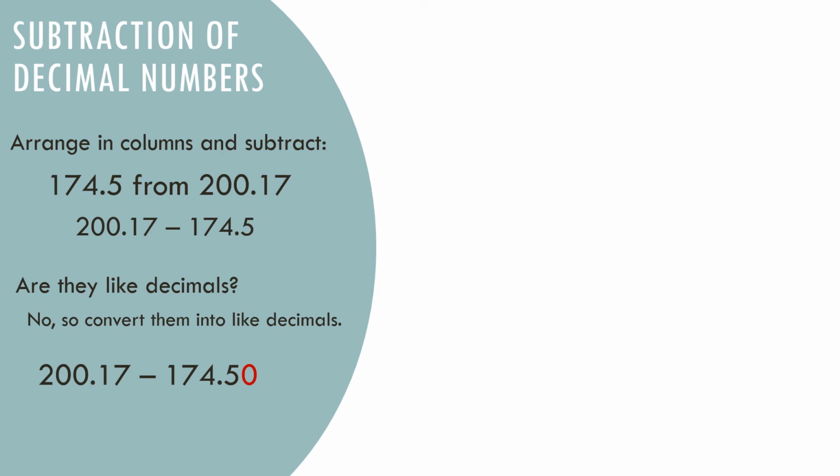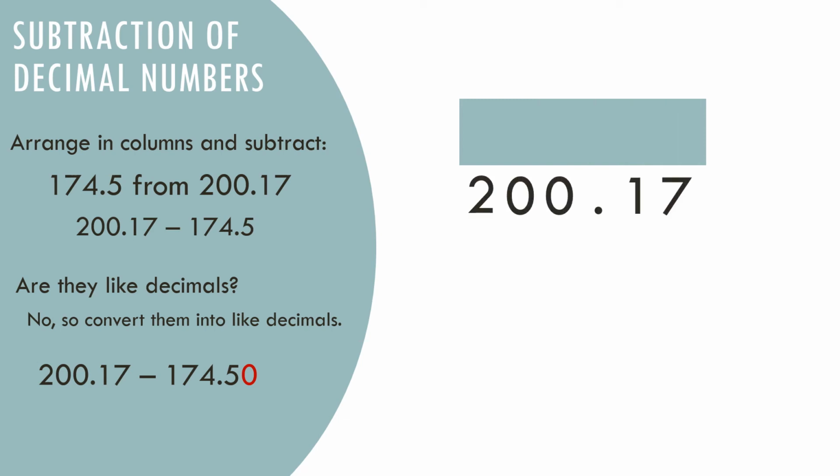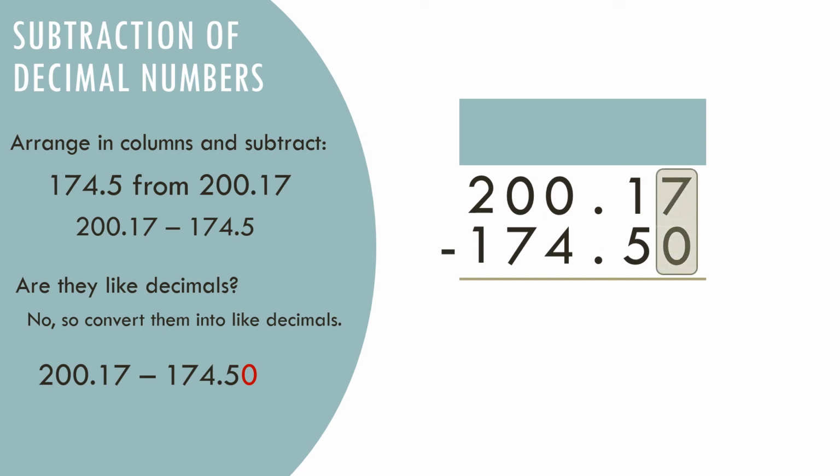Let's start subtraction. First make a carry-on box. Then arrange 200.17 and 174.50 in place value columns. Now we draw a line so our answer can go below it, and write a minus sign on the left to show that we are doing subtraction. See, the decimal point should come one below the other in the column. As usual, we start our subtraction from the right.